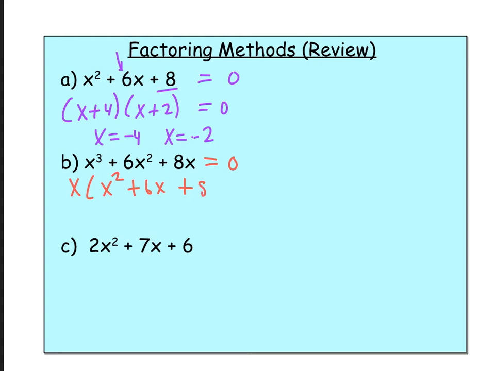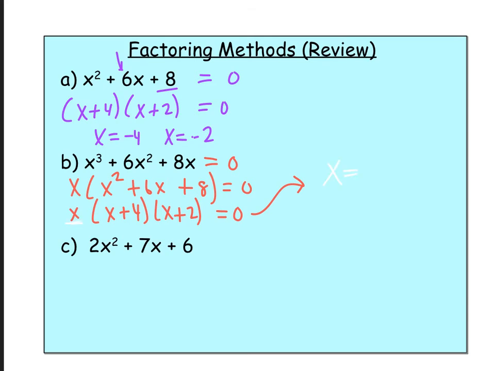When we factor the x out, we're left with this. And then the x squared plus 6x plus 8 is the same as the problem we did first, so it's factorable as well. So what that ends up getting us, if we set it equal to 0, so don't forget about this x right here.